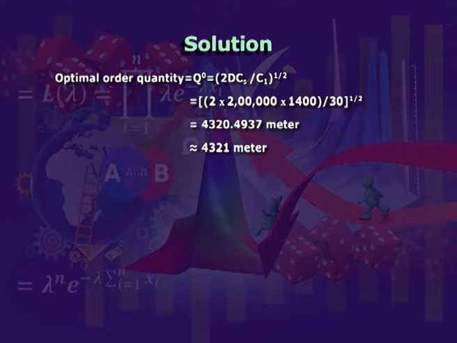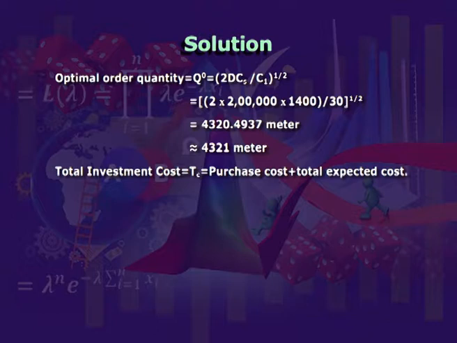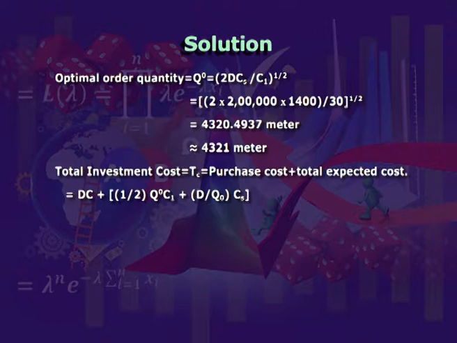Substitute the values of D, CS and C1 and simplifying, we get the answer 4320.4937 meters. So, approximately, we consider 4321 meters. Total investment cost is given by TC equal to purchase cost plus total expected cost. By the formula of purchase cost and total expected cost, it becomes D into C plus 1 by 2 into Q0 C1 plus D by Q0 into CS.